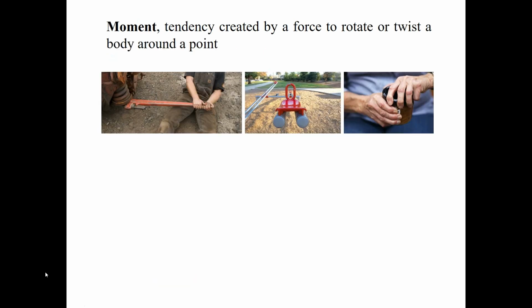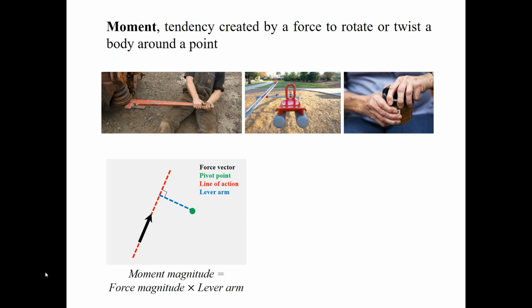Moment is the tendency created by a force to rotate or twist a body around a point. Our routine life is full of experiences in which a force is applied to an object to rotate or twist it. Similar to force, moment is also a vector. To find the magnitude of a moment created by a force with respect to a point, called the pivot point, the line of action of the force is drawn first. The lever arm is then defined as the perpendicular distance between the pivot point and the line. The magnitude of the moment is equal to the lever arm multiplied by the force magnitude.